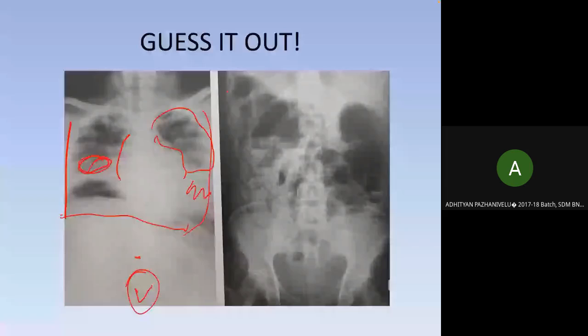Here, this is an abdominal X-ray. What you can see, how are the bowel loops, normal or bigger or smaller? Bigger. What could this be? Toxic megacolon, or simple inflammation of the intestine. Okay.